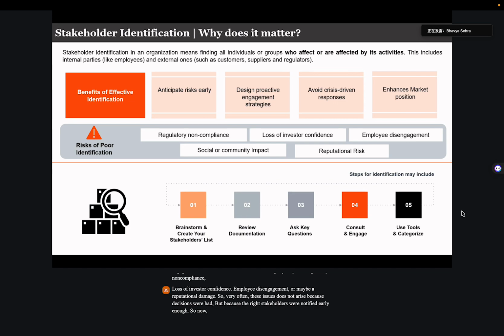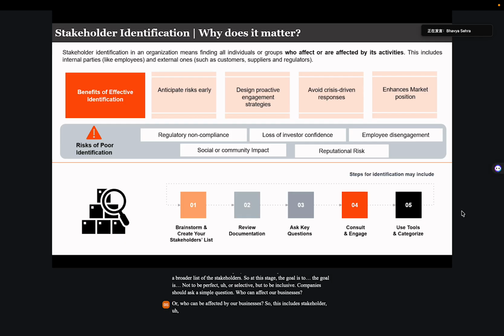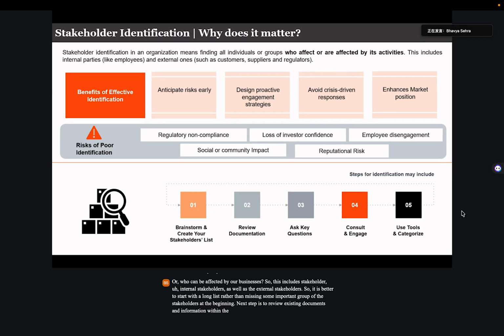So now, the next question is how we should actually identify the stakeholders for our company. So the first step is to brainstorm and create a broad list of stakeholders. At this stage, the goal is not to be perfect or selective, but to be inclusive. Companies should ask a simple question: who can affect our business, or who can be affected by our business? So this includes internal stakeholders as well as external stakeholders. It is better to start with a long list rather than missing some important stakeholder group at the beginning.